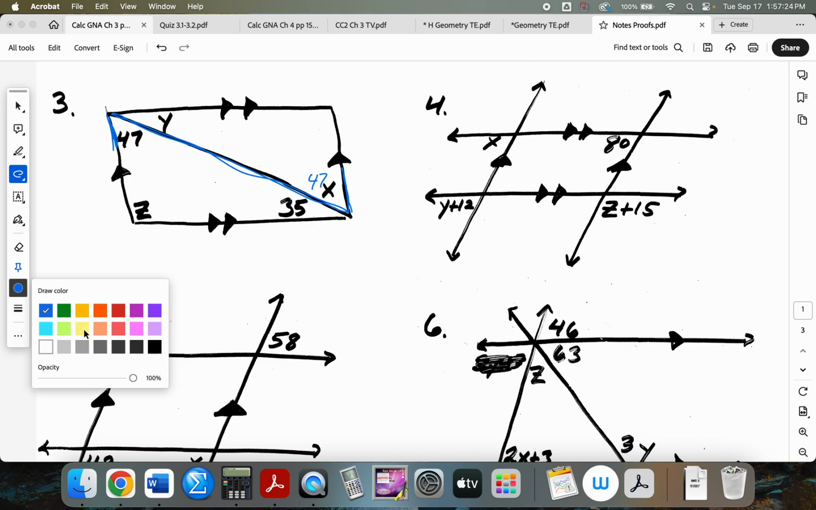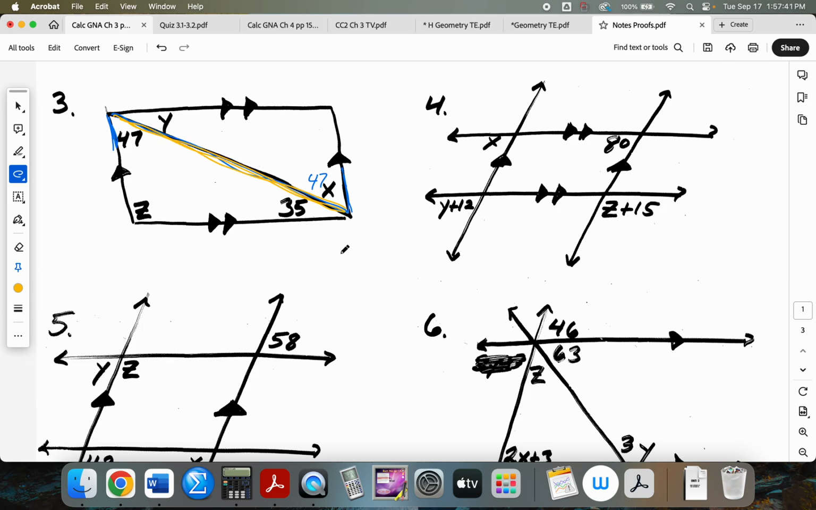Let's do a different color. For y, I don't want to go with this parallel line. I want to go across it. Well, it's the same transversal that we used on the last one. What kind of angles are the y and the 35? Alternate interior, exactly right. Can you also tell me what's true about them when the lines are parallel? They're congruent. Very good. So this is 35.